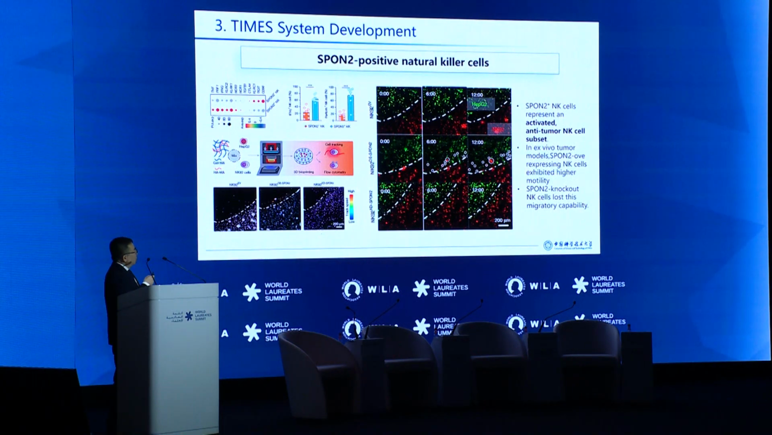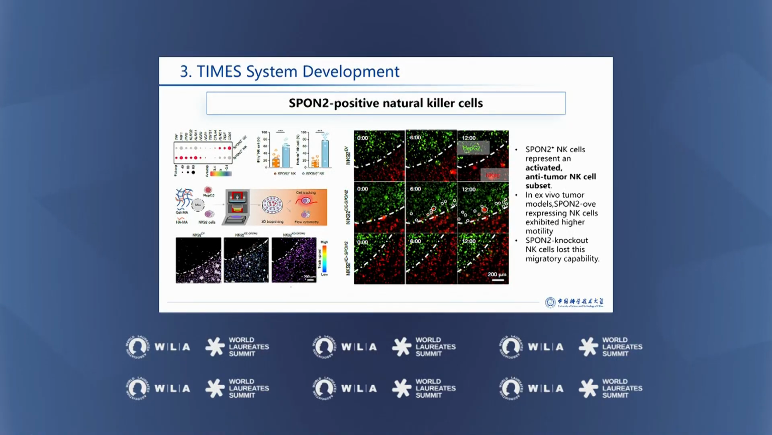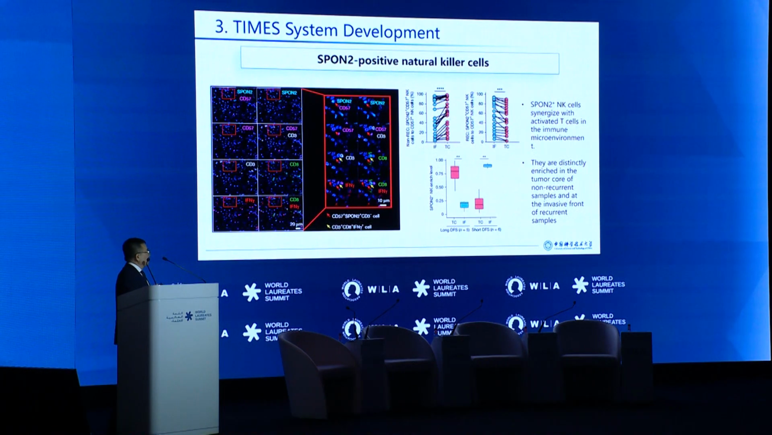So as these SPON2 positive NK cells represent an active anti-tumor NK cell subset, we found these NK cells in ex vivo tumor models. These overexpressed NK cells exhibit higher mortality, but if we knock them out, the NK cells lose their maturation capabilities for these tumors. So these NK cells activate the T cells in the immune microenvironment.